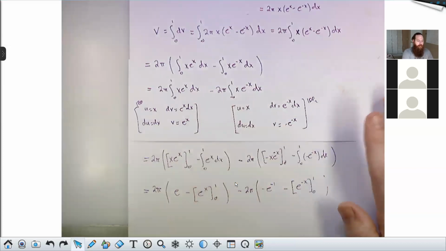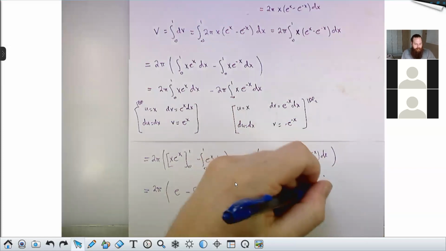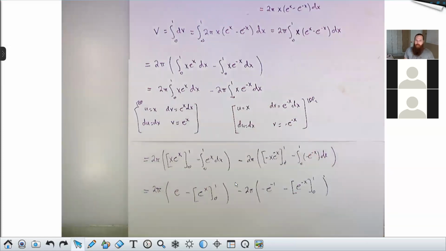And this game with minus signs piling up, having lots of minuses and lots of parentheses, is pretty typical of an integration by parts problem. Do we have to change bounds for this problem because it's indefinite? No, because I'm not making any substitutions.